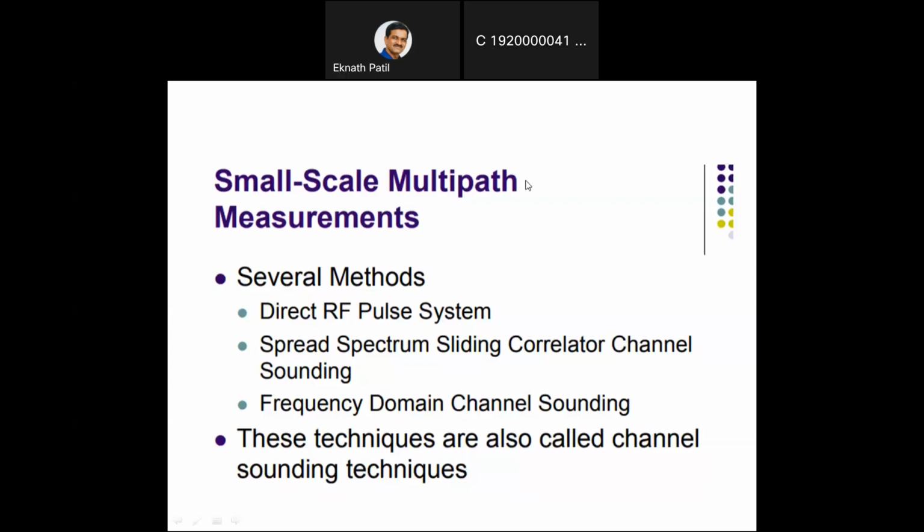So small scale multipath measurements, we have discussed, and several methods are there for measurement of the small scale multipath. One is the direct RF pulse, second is the spread spectrum, and the frequency domain channel sounding is the third one. These techniques are also called the channel sounding techniques. One thing we have to keep in mind is that the different techniques have different advantages and disadvantages.